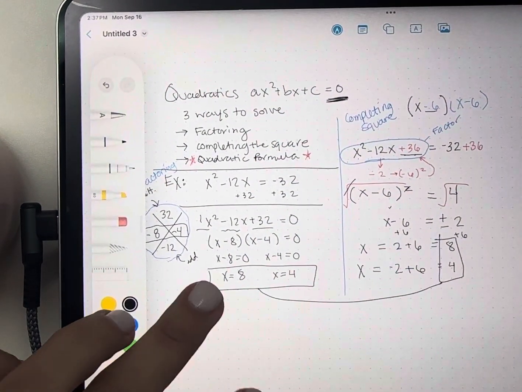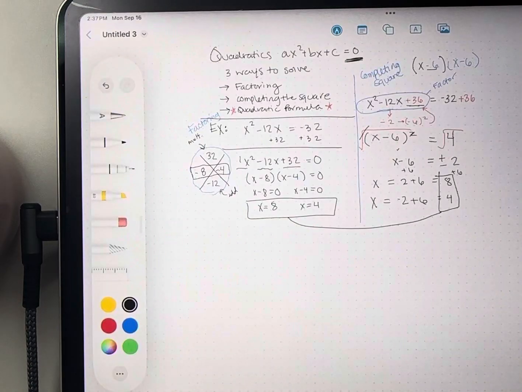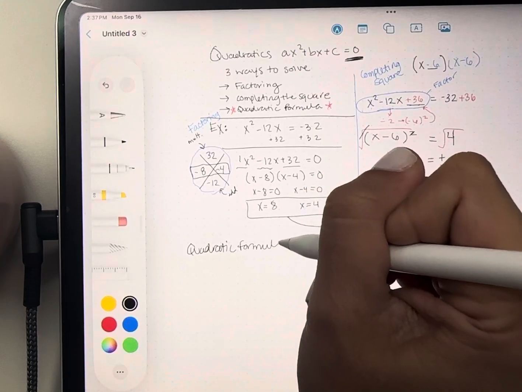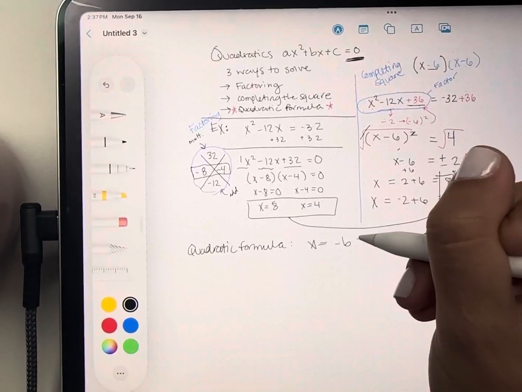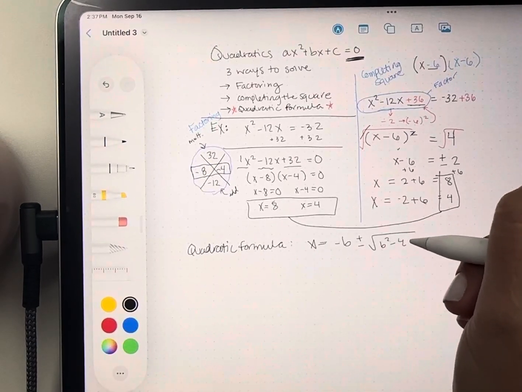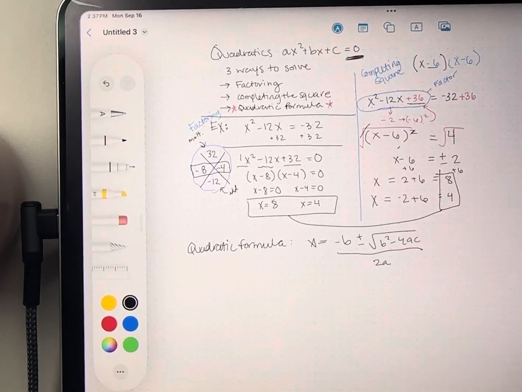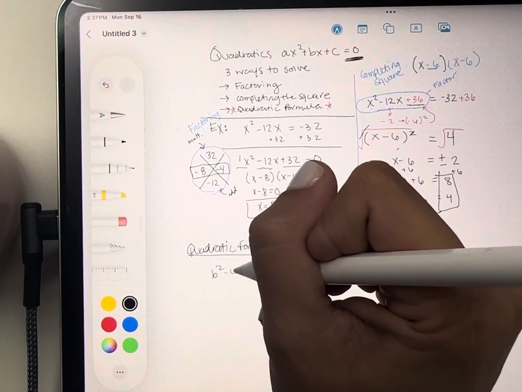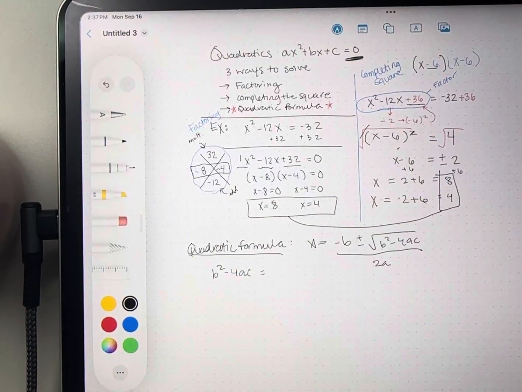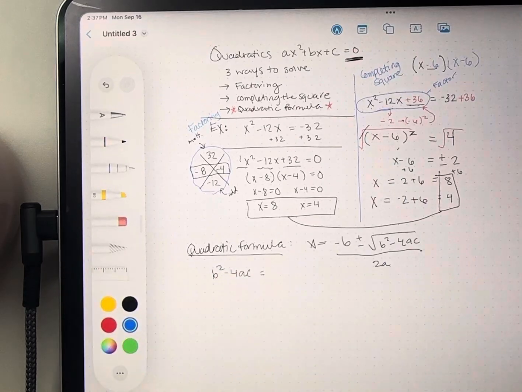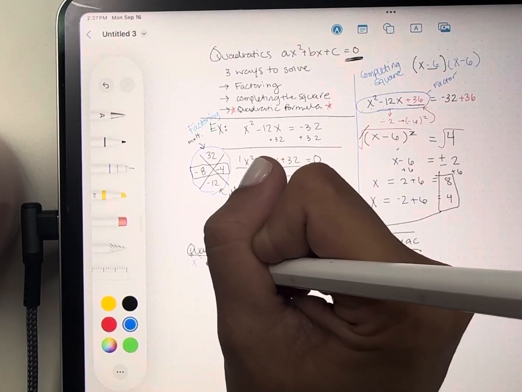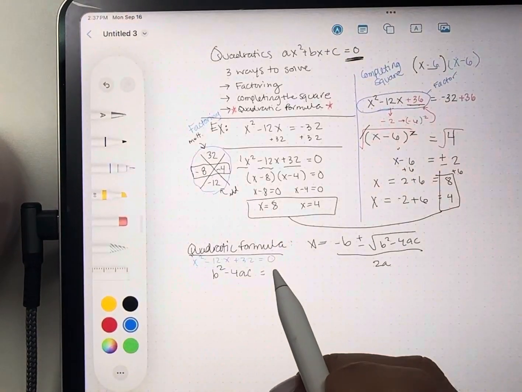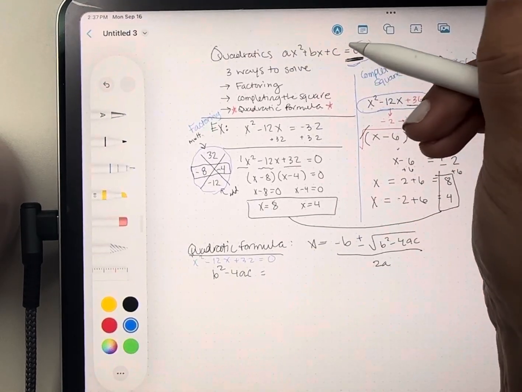All right? And finally, let's do this with quadratic formula. X equals negative b plus or minus the square root of b squared minus 4ac, all divided by 2a. All right. So, like I said, I like to do b squared minus 4ac first. So, I go to the equation. Oh, I don't even have the equation written down here. Let's write it down again. It was x squared minus 12x plus 32 equals 0. So for quadratic formula, just like with factoring, it must equal 0.